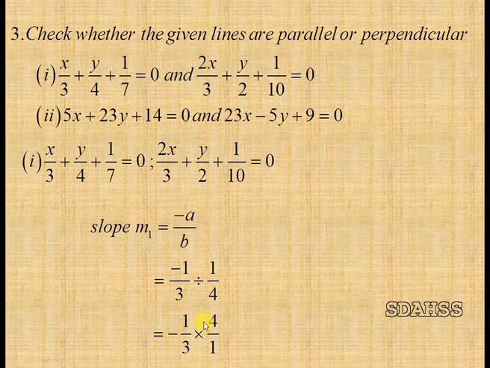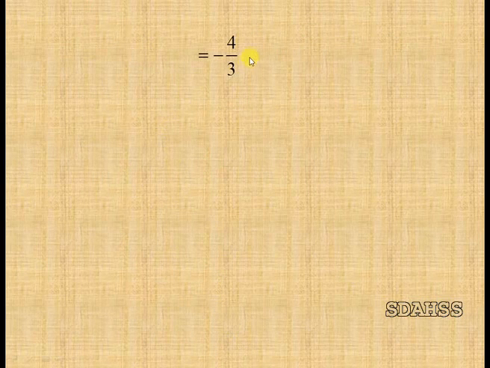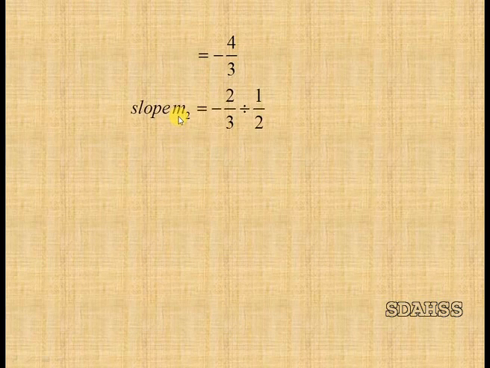If you change the division into multiplication, you have to take the reciprocal. So 4 by 1. Multiply the numerator separately and the denominator separately. So you have minus 4 by 3. Then consider the second equation. Then find out the slope.